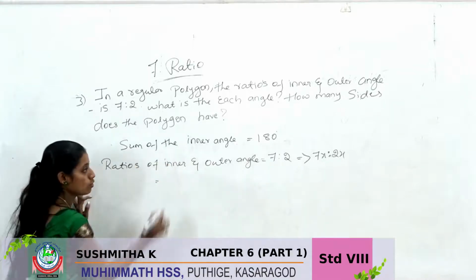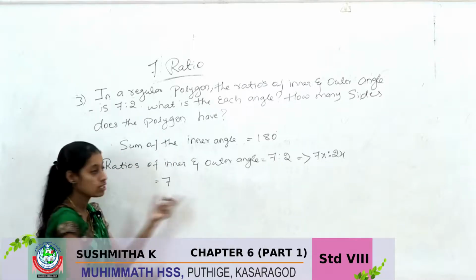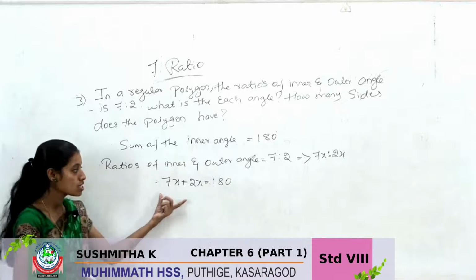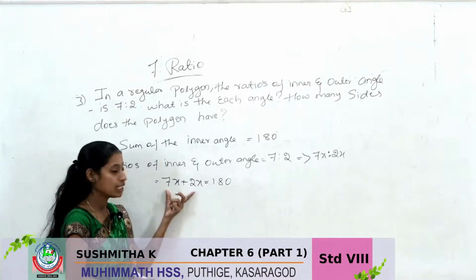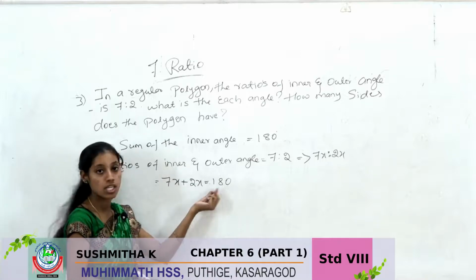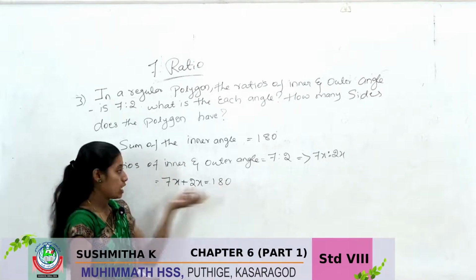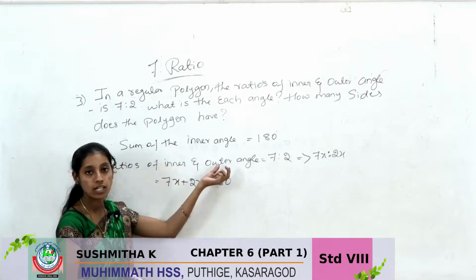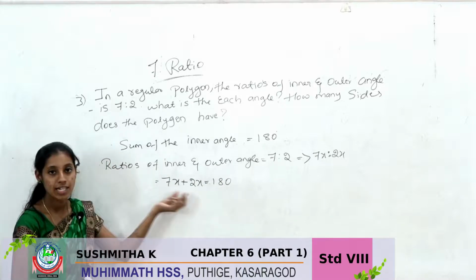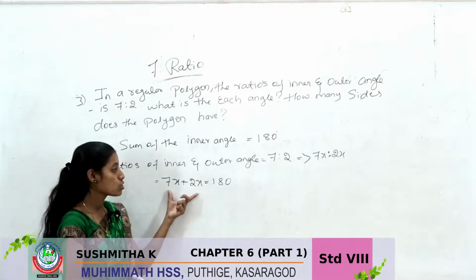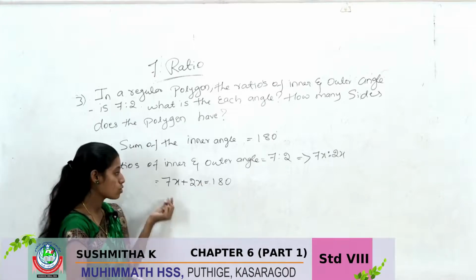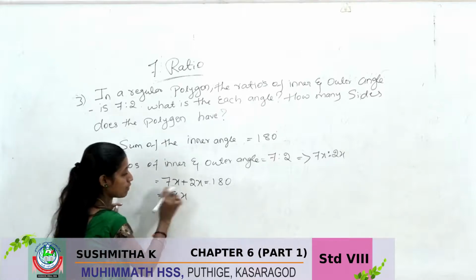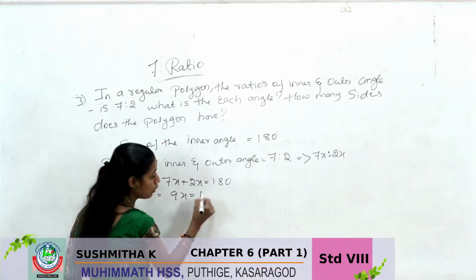So we can write 7x plus 2x is equal to 180 degree. So the sum of the inner and outer angles is equal to 180 degree. The ratio of inner angle and outer angle is given as 7x and 2x. So we should add these two, we will get the sum 180 degree. So 7x plus 2x is 9x is equal to 180 degree.